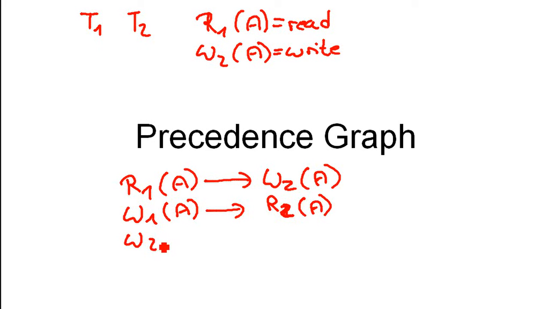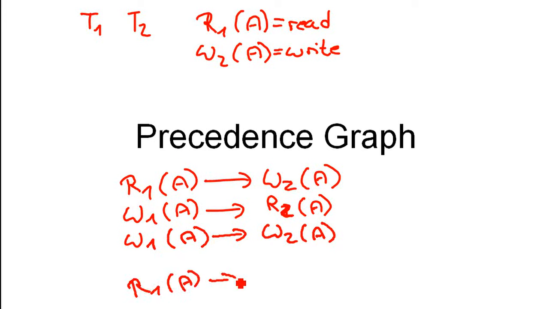Or when we have a write operation in transaction 1 and it is followed by a write operation in transaction 2. And we have one last case. We have a read operation in transaction 1 and it is followed by a read operation in transaction 2. And this doesn't matter at all.